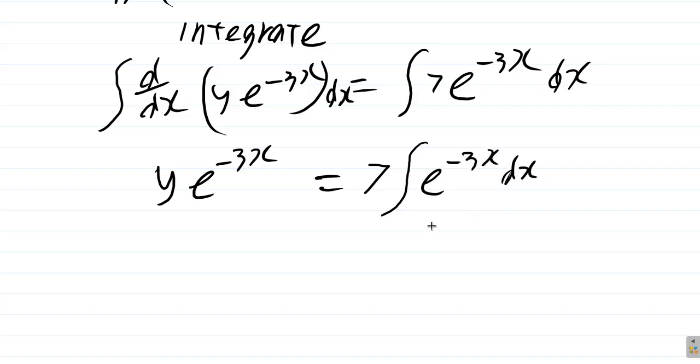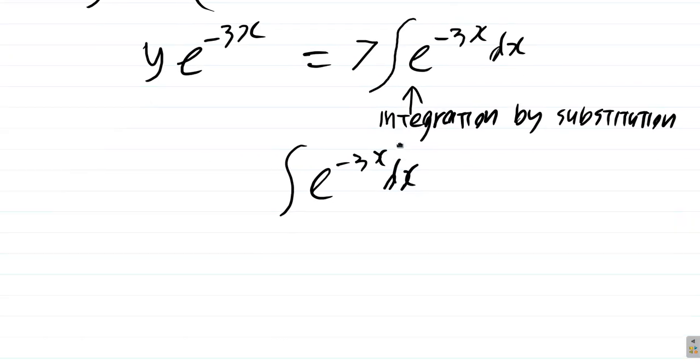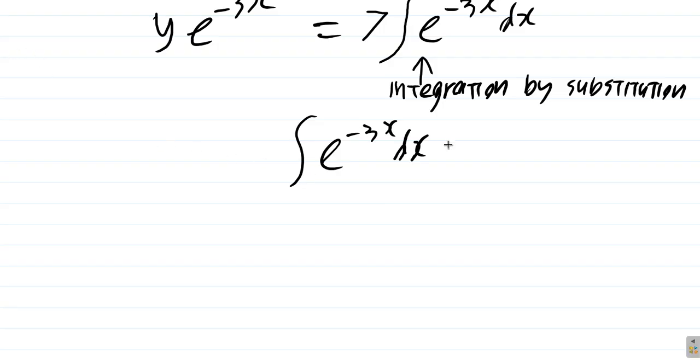Now, here we're going to use integration by substitution. So, alright, let's just integrate e to the negative 3x dx. And remember that this 7 was there, don't forget it. Just that we're not putting it here now.